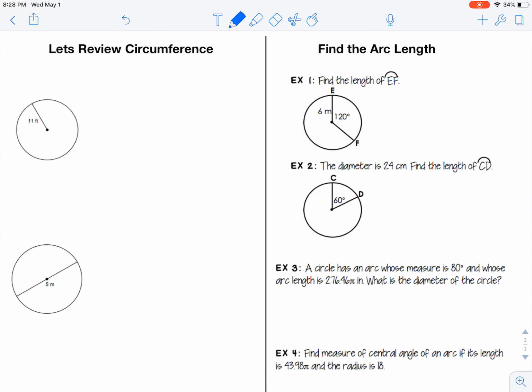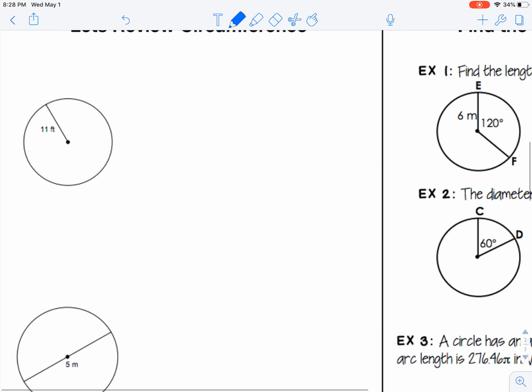So we're going to review a little bit about the circumference. Circumference was the distance around the circle. So I want to find out how long is it all the way around this circle here. So we're going to use our formula: circumference equals 2 times pi times the radius.